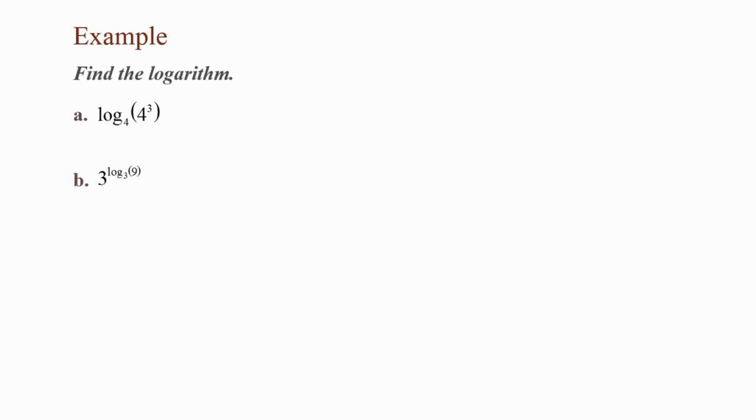Part A, we have log base 4 of 4 to the third power. Because my base and the base of my answer are the same, it equals the exponent 3. Log base 4 of 4 to the third power equals 3. Part B, 3 to the exponent of log base 3 of 9. Because this base and this base are equal, I know that my answer is 9. 3 to the log base 3 of 9 power equals 9.